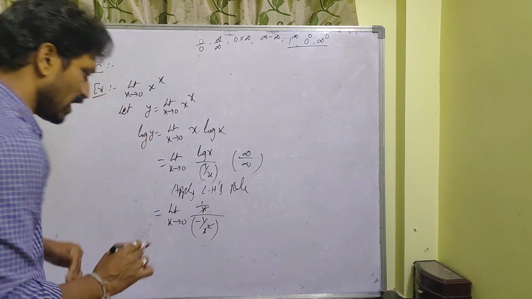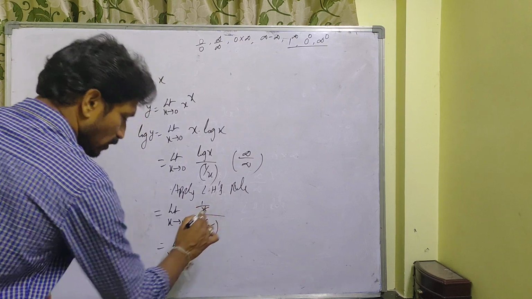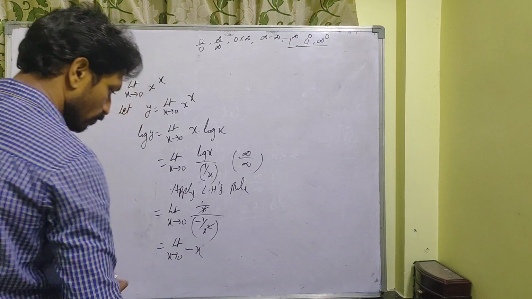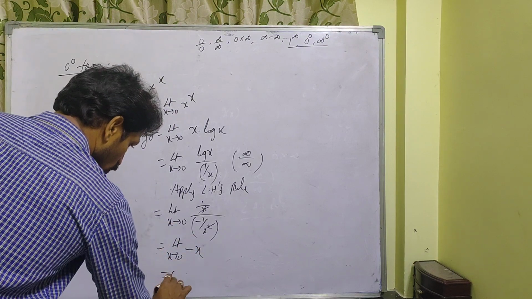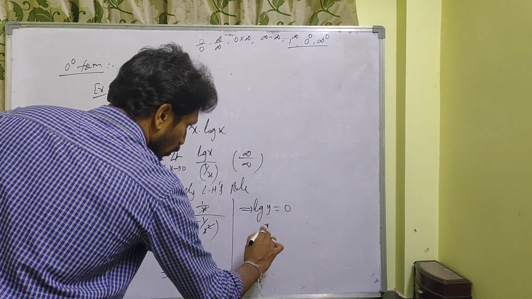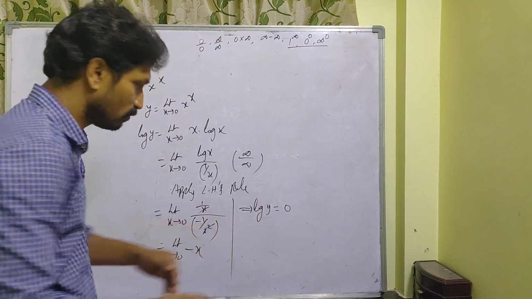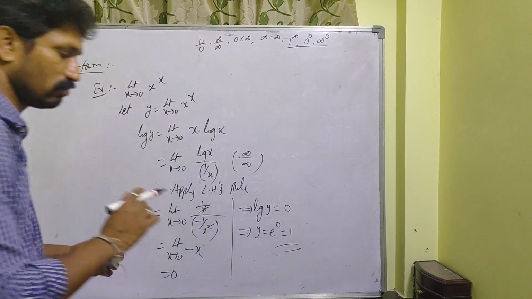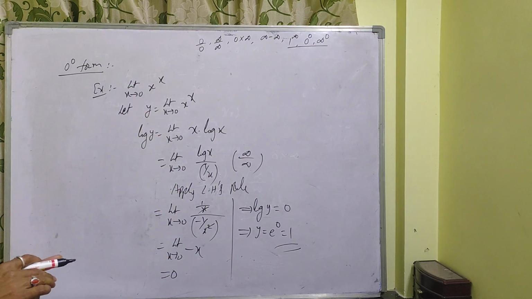So one x and x get cancelled. So this is nothing but limit x tends to 0, x goes to the numerator, so this is minus x. So limit x tends to 0 of minus x is minus 0, that is 0 only. So what can you conclude? This implies log y is equal to 0. Log y with any base, just take e or 10. So y is equal to e power 0, that is equal to 1. Okay, the value of this one is 1. Like that we have to do this problem.